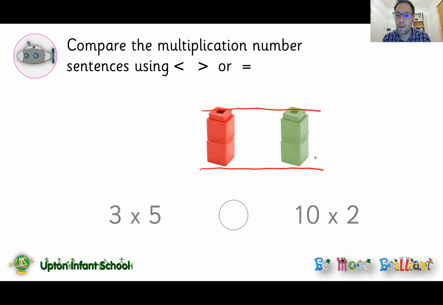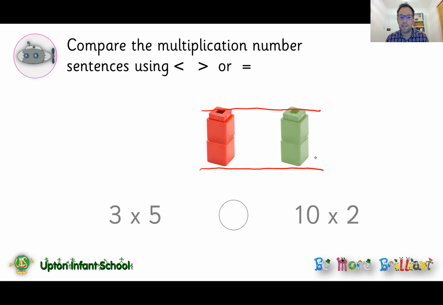So that's where the equal sign comes from. So 2 equals 2. 2 is the same as 2. So we have to use those symbols to answer these questions. We can see here, we've got 3 times 5 and 10 times 2. Is 3 times 5 less than 10 times 2? Is it more than 10 times 2? Or is it equal to 10 times 2?